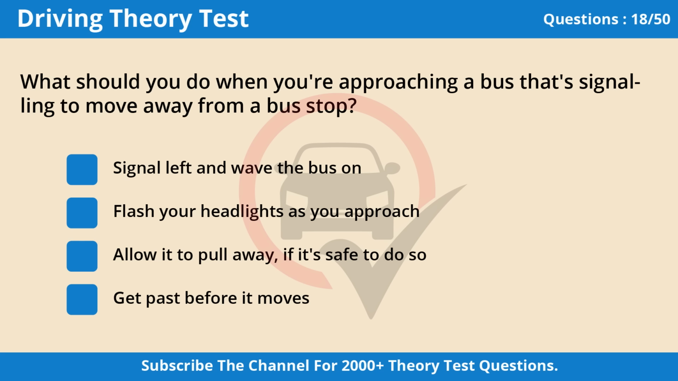Question 18. What should you do when you're approaching a bus that's signaling to move away from a bus stop? A. Signal left and wave the bus on. B. Flash your headlights as you approach. C. Allow it to pull away, if it's safe to do so. D. Get past before it moves.